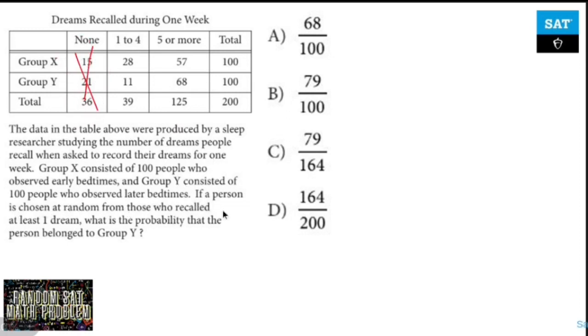That's how I'm viewing it. If a person is chosen at random from those who recalled at least one dream, so you don't matter. You don't matter. Which removes a bunch of people from my total. So now my total is 164, if that indeed is what I have to do. What is the probability that the person belonged to group Y? Group Y is this. So you have either 11 or 68, which is going to be 79 out of 164. So that would be C. Not bad.